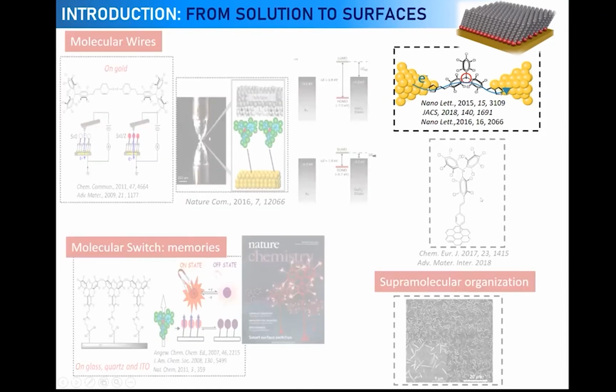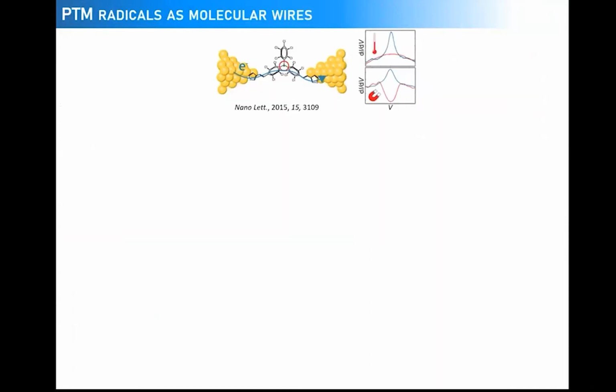So let me start with an example of our work in single molecule junctions. This was the first evidence that these radicals could be embedded in a single molecule junction, thanks to the observation of this Kondo feature, so it was proof that the radical was in between these two electrodes. So this was our first work.